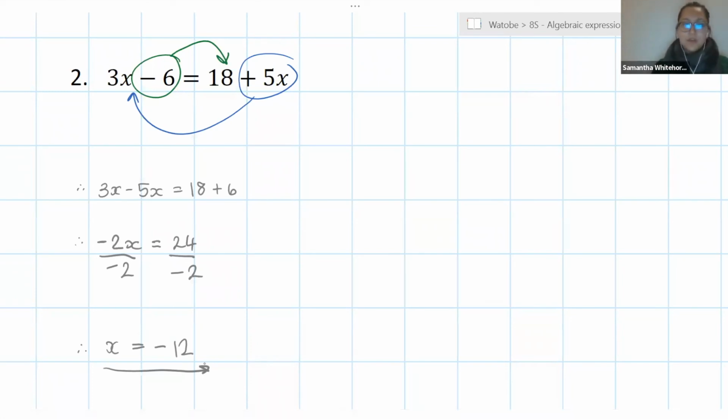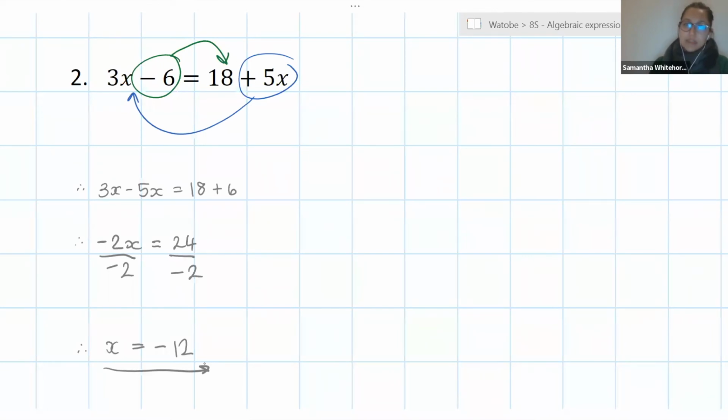Awesome. Okay, guys, so exactly. When we bring the 5x over, it becomes minus 5x. When we bring this negative 6x over, it becomes plus 6x. And so we end up with 3x minus 5x equals 18 plus 6. Now 3x minus 5x is negative 2x. And then the 18 plus 6, as Lilita told us, is 24. And then because we want x alone, we have to divide by a negative 2.